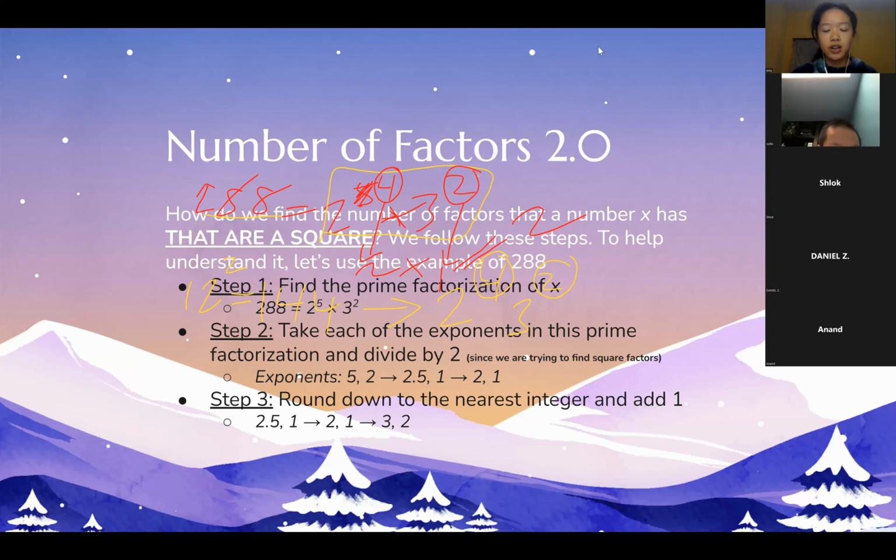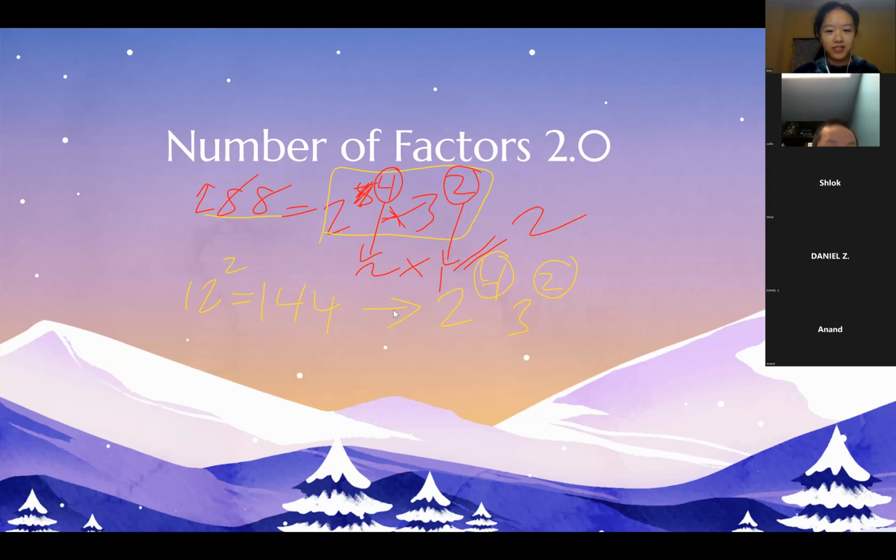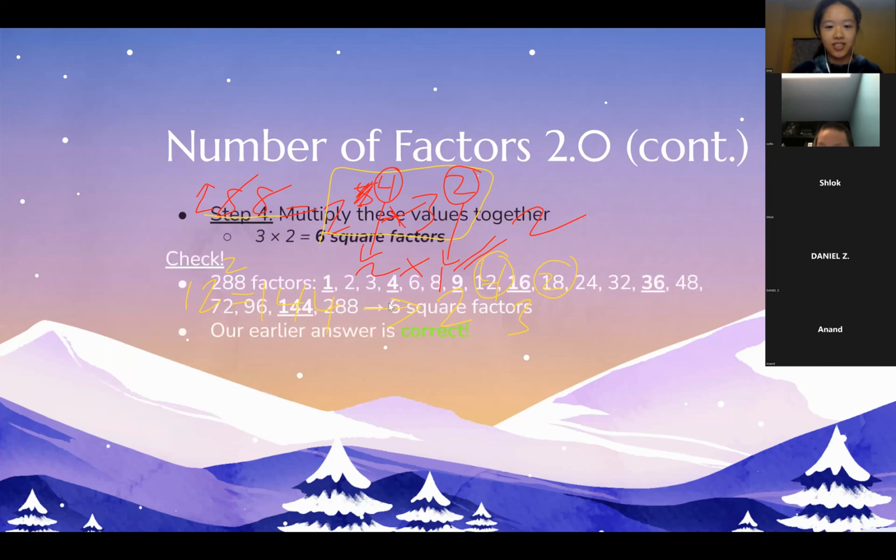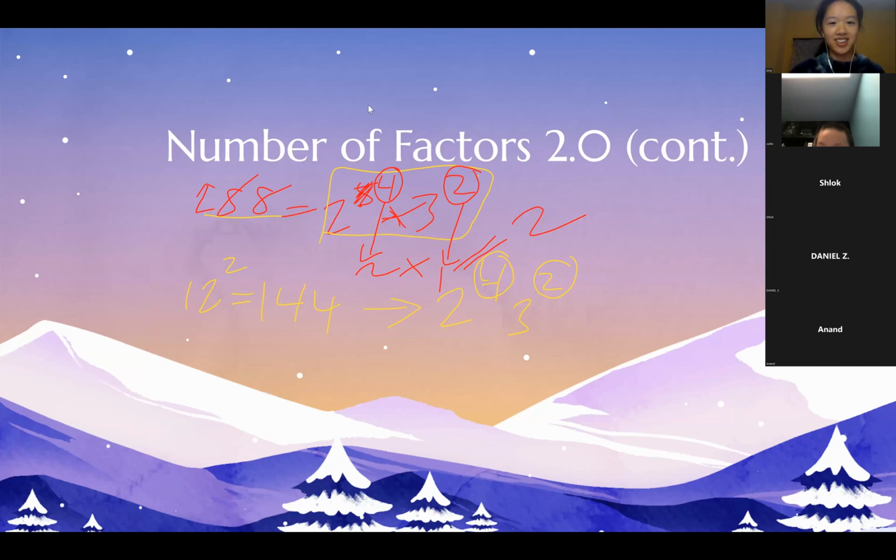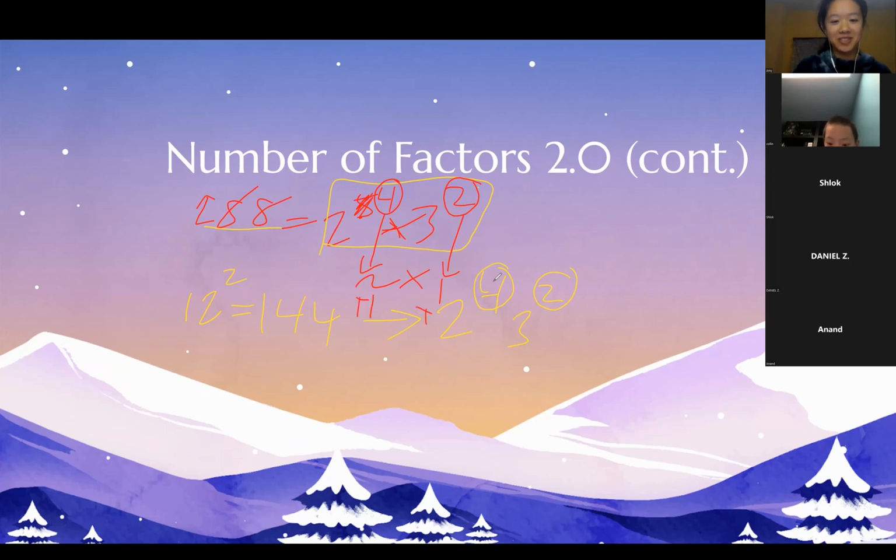Oh wait, I forgot to add 1. Sorry. Okay, let's go back a little bit. After we divided by 2, don't forget to add 1, because I just made that mistake. So now it becomes 3 times 2 equals 6. That's the number of perfect square factors.